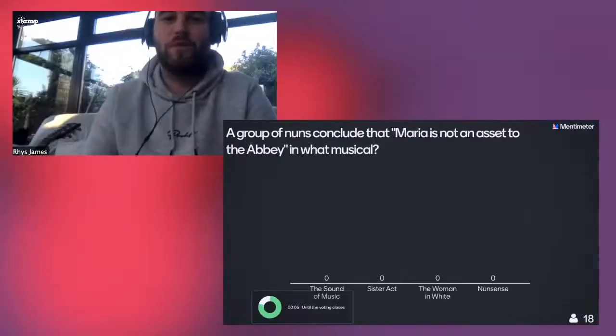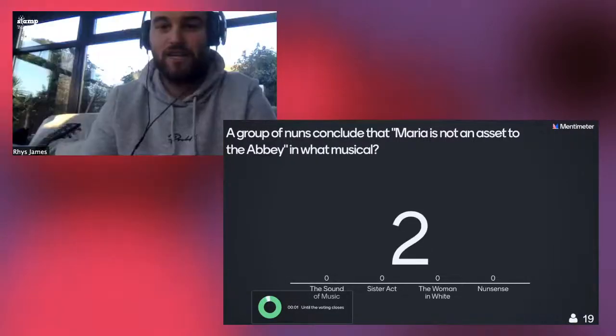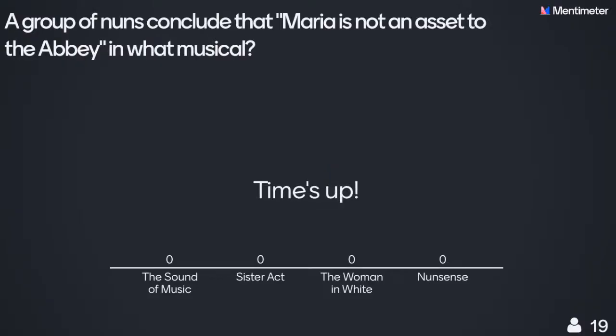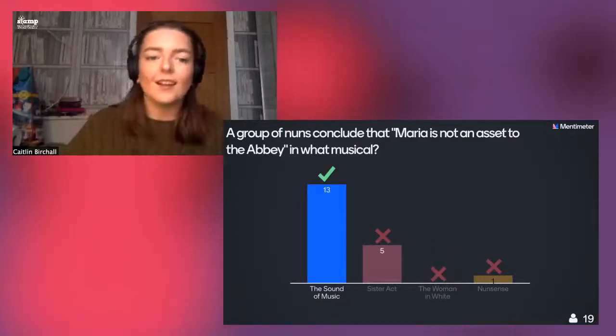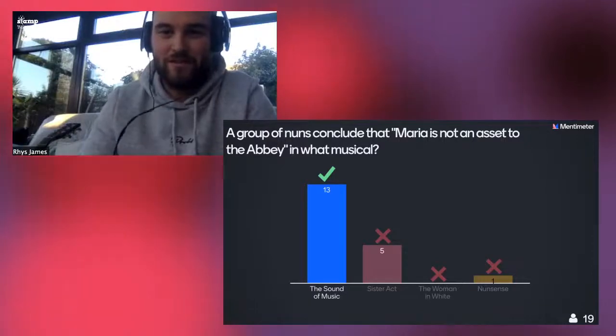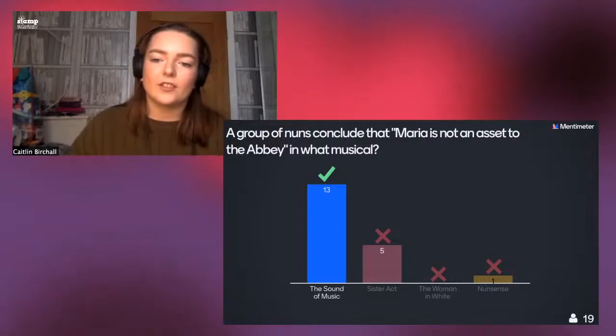So, a group of nuns and the Abbey. Lovely demonstration there from Dee, our fabulous host. And the answer... Okay, so most people went for The Sound of Music there, which was the correct answer. Well done to those people. One for nonsense. Not so good for the people who went for the nonsense. Moving on to the next question, though. It should be appearing on your screen any second.